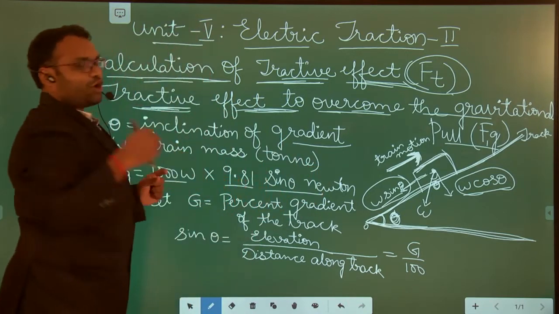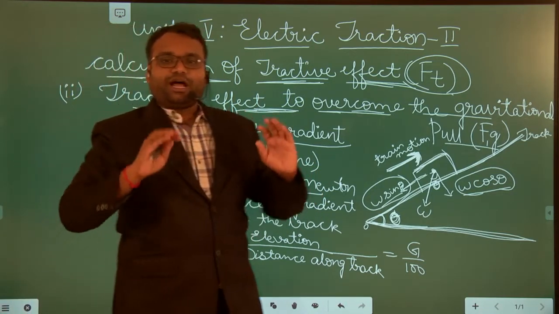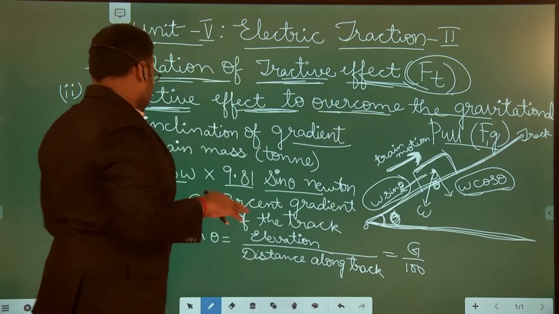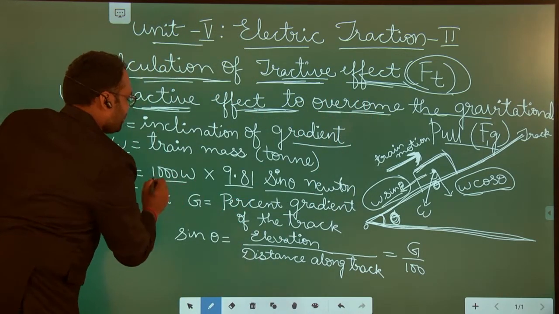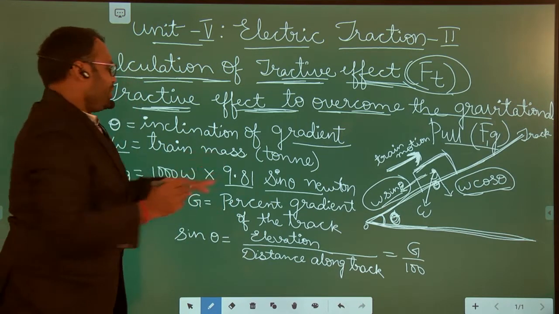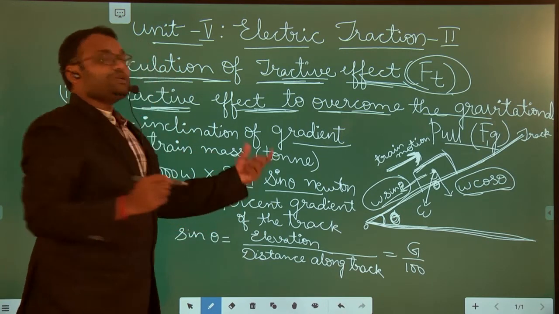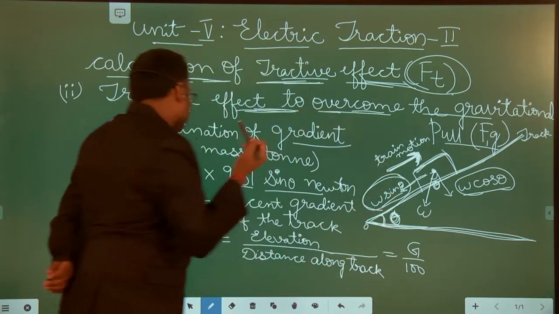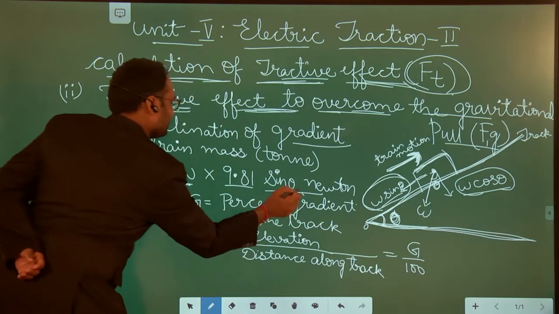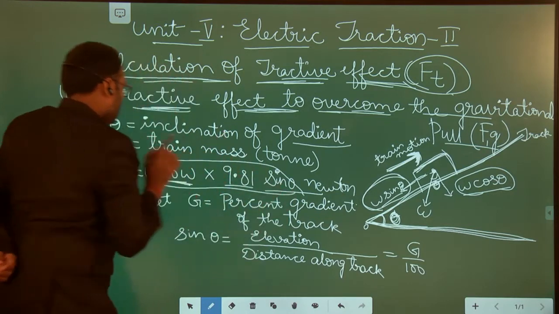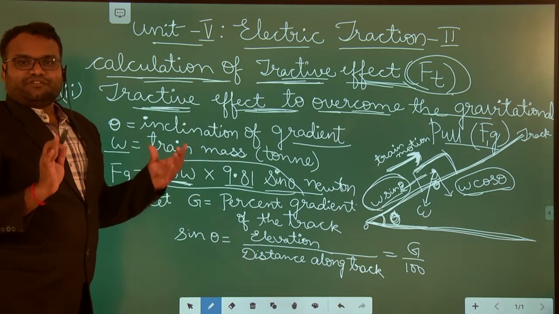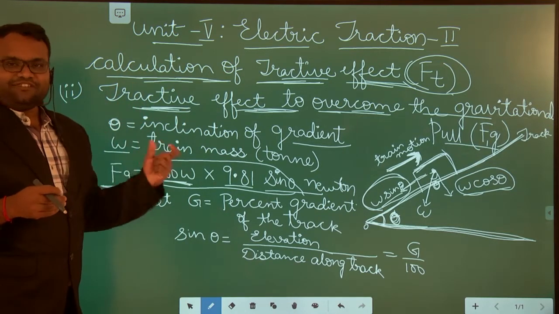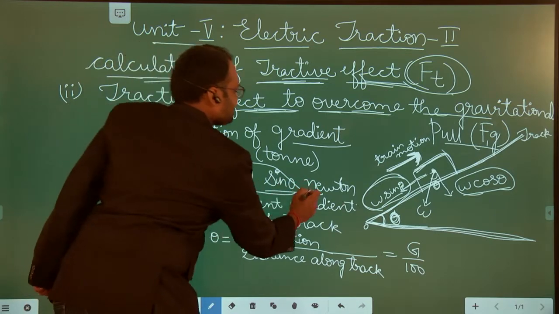That is the reason, in order to overcome the total gravitational force, Fg is 1000 into W multiplied by 9.81 into sine theta. This is the total tractive force required to overcome the gravitational pull, that is Fg, and the units are newtons.